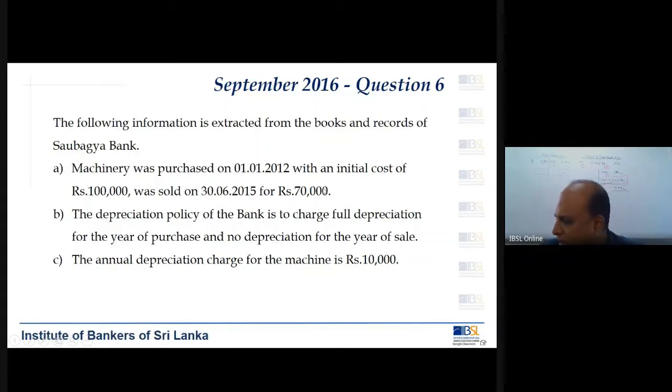Then we have to get into the next topic. I have already shared the handout, which is on investment property. So we will look at that next week.